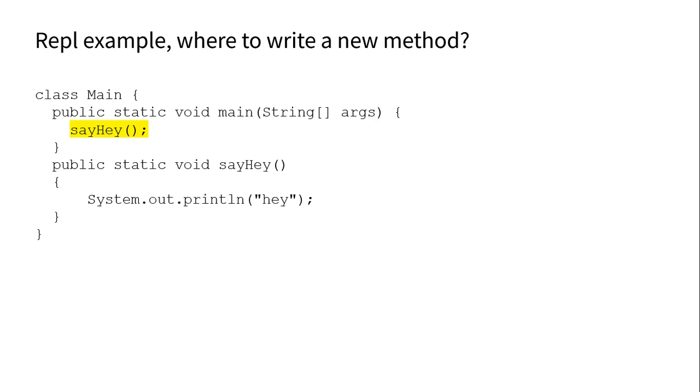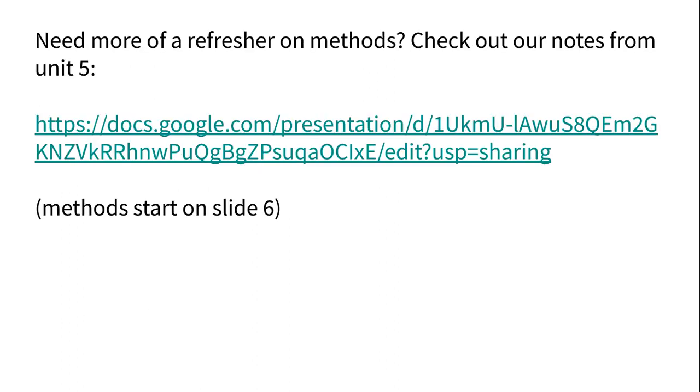So if I wanted to make this work, I'd have to put a call to the method up in the main method. Main is a special method. Java always looks for and then executes the main method when you ask it to run code. And if there's no main method, it'll tell you there's no main method. I can't figure out what you want me to do. It says it a little less friendly than that.